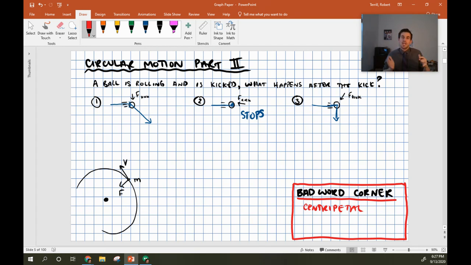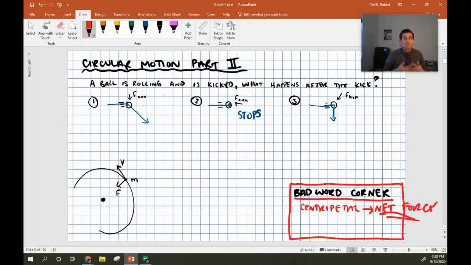So friction can act in a centripetal direction. Normal force can act in a centripetal direction. Gravity can act in a centripetal direction. There's no such thing as just a centripetal force that makes things move in circles. So that goes in the bad word corner because I need you guys to know that really this is a type of net force, a sum of forces that adds up to be in a centripetal direction.